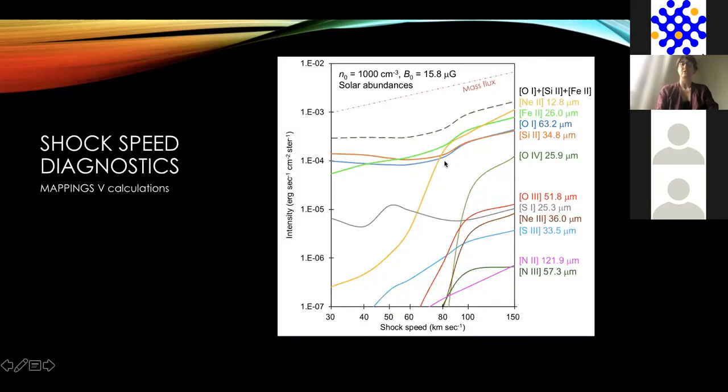This is just an illustration of the shock speed diagnostics in these dissociative shocks at low to moderate velocities, just to show you, for example, the neon that we talked about. A lot of these lines will be accessible by, no, not all of them, a few of them would be accessible by JWST. The [Ne II], for example, is a very good velocity diagnostic. There would be [O IV], which is also a very good velocity diagnostic. And then this [Fe II] line, which will probably be quite strong, depending on the depletion, of course.